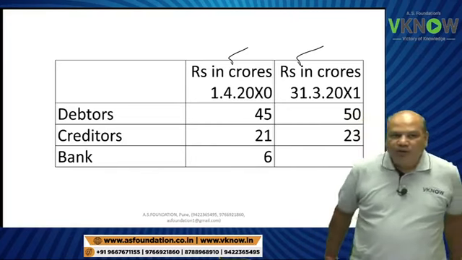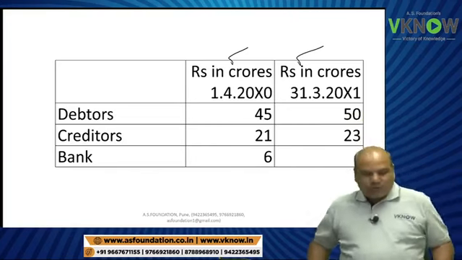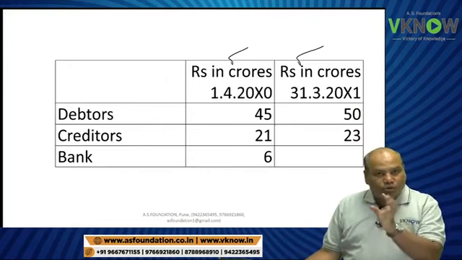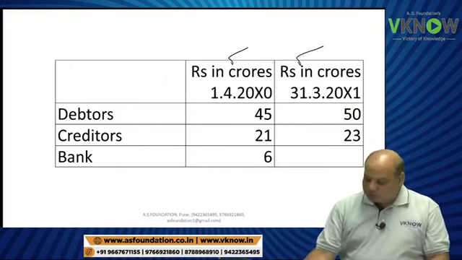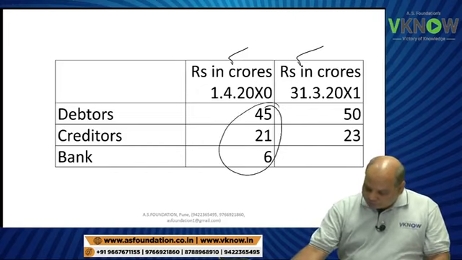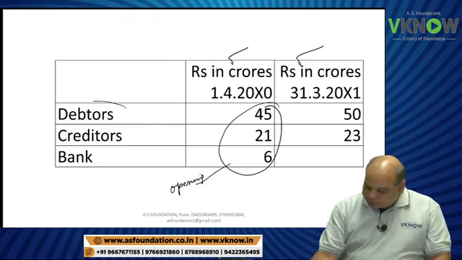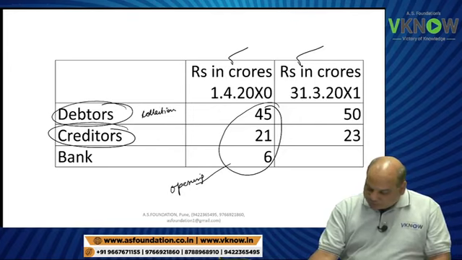Opening bank balance is given, but closing bank balance is not given. These are opening balances. These debtors and creditors will help us to calculate collection and payment. That is why they have given.